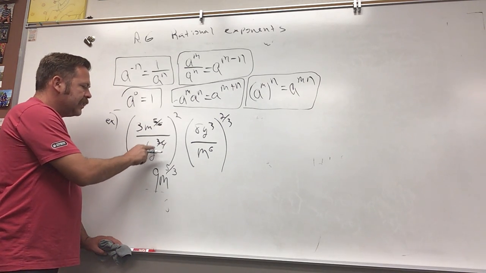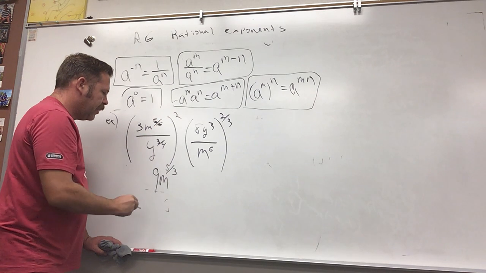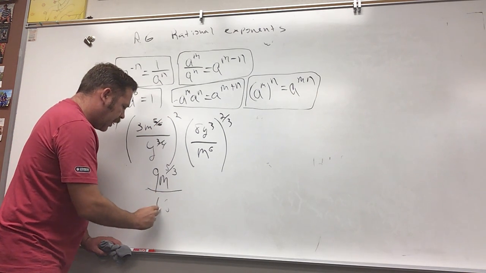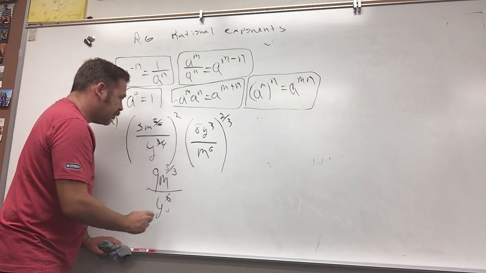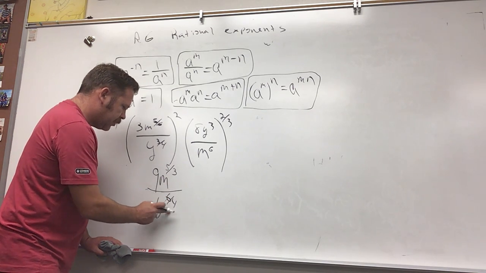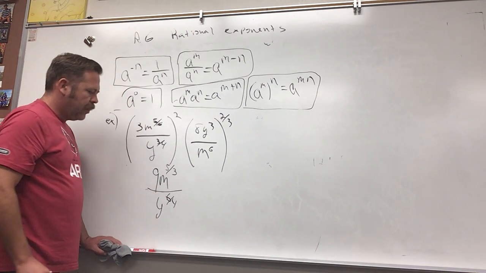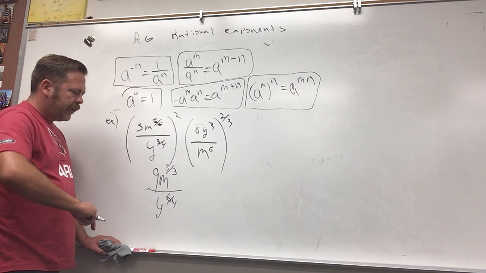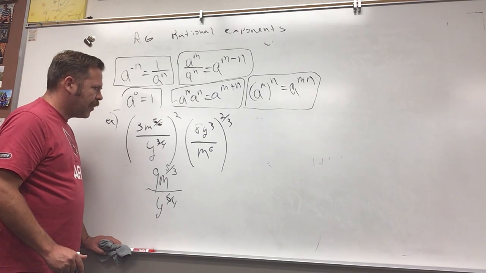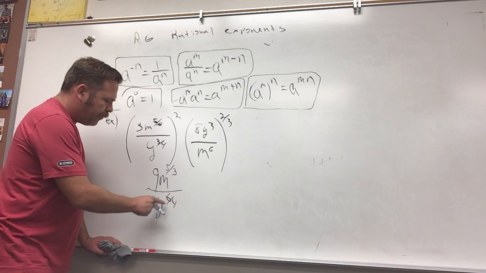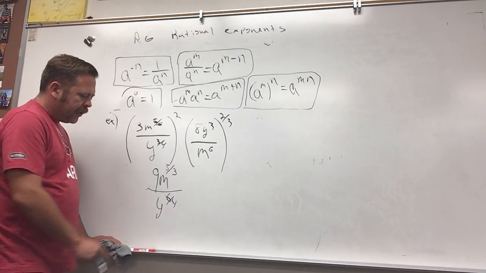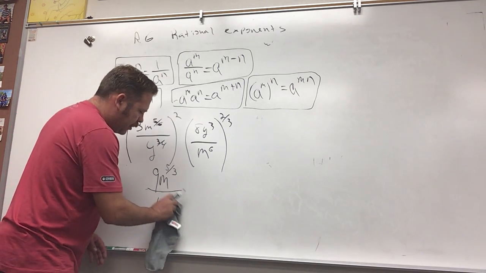Now, y to the 3rd to the 2nd is y to the 6/4. It's looking pretty gross, right? But don't worry, it kind of cleans itself up at the end. I'm excited for it. All right. So y to the 6/4, we can simplify 6/4 and write it as 3/2.